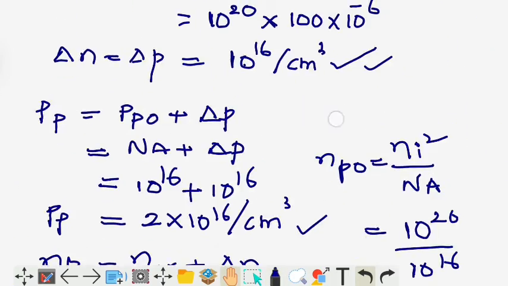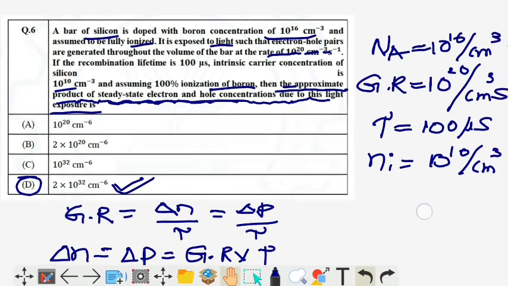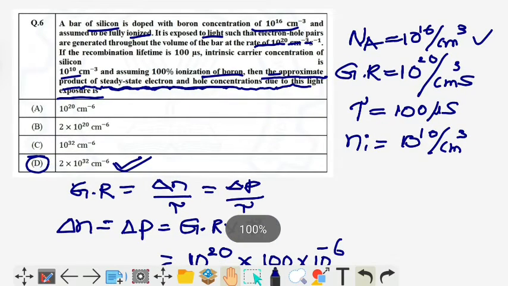So let's check the options in the question. Option D, 2 into 10 to the power of 32 per centimeter to the power of 6, is the correct answer for this question. Let's quickly summarize what we have done in this question. It gave Na, that is the hole concentration, and it gave the generation rate, recombination lifetime, and intrinsic carrier concentration. These are the things he gave, and he asked to find the product of the electrons and holes in the steady state due to the light exposure.